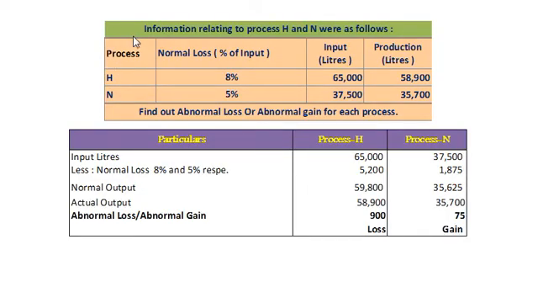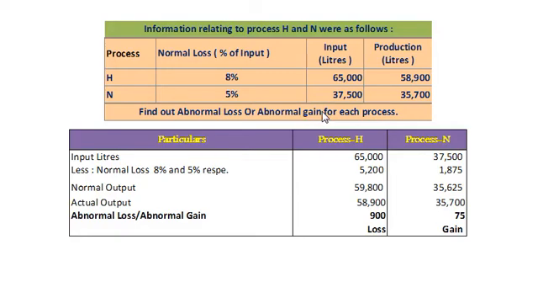Here is sum number 4. Information relating to process H and N were as follows. Process, normal loss as a percentage of input liters, and production liters, that is output. Process H normal loss 8%, input liters 65,000 and production 58,900 liters. Process N normal loss 5%, input liters 37,500 and production, that is output, liters 35,700. Find out abnormal loss or abnormal gain for each process.